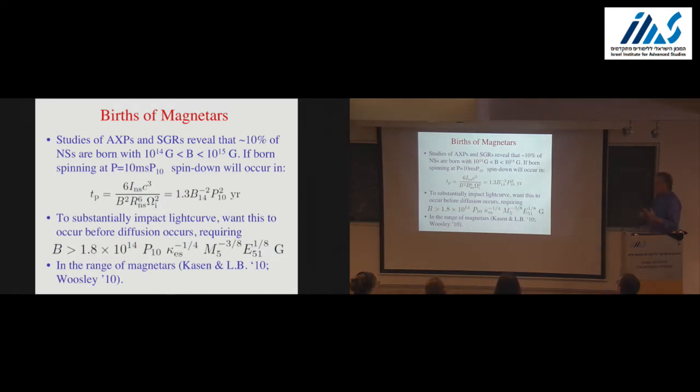And so if I want to do that, if I now go back to everything I've been talking about with respect to the ejecta, I want to reheat the ejecta before diffusion, before the diffusion time. So the simple algebra then is this is why we went to high magnetic fields: if I want to do it before diffusion occurs, I basically have to have a high magnetic field if I'm spinning at 10 milliseconds.